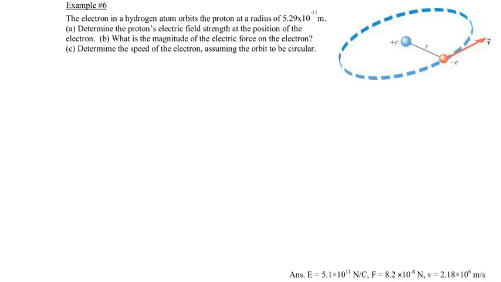Welcome to example number 6. This question is about the electric field and the motion of an electron that is orbiting a hydrogen atom.